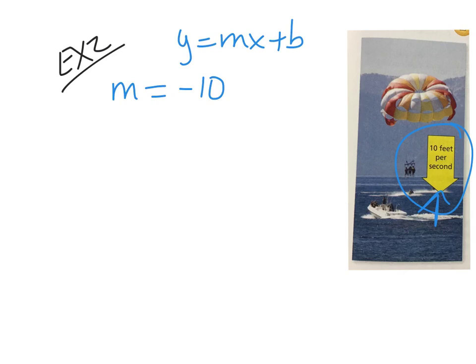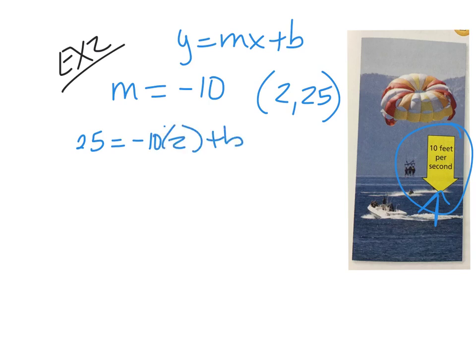Okay, now do I have a point? Read that sentence. After 2 seconds, you are 25 feet above the boat. 25 feet. So I have a point here, right? I'd have (2, 25). Yes. So now can I find my equation? Yes, because I have the slope and a point. So I'm going to say 25 equals -10 times 2 plus b. So what's -10 times 2?